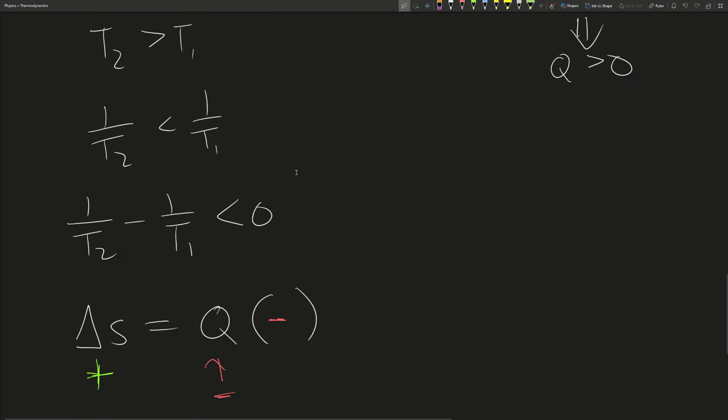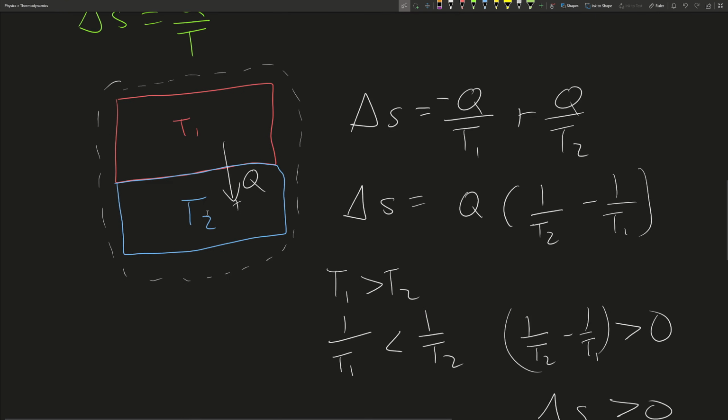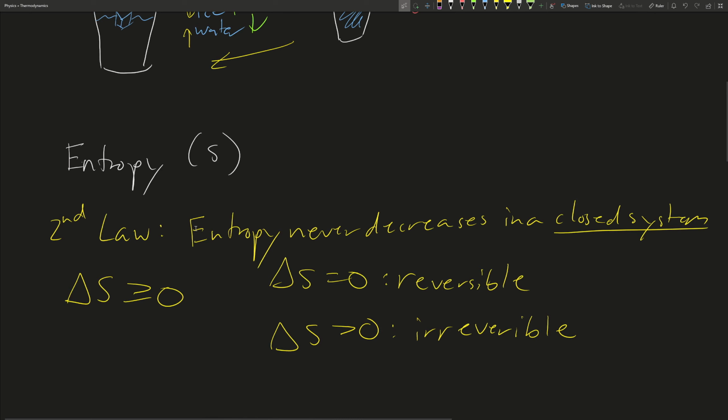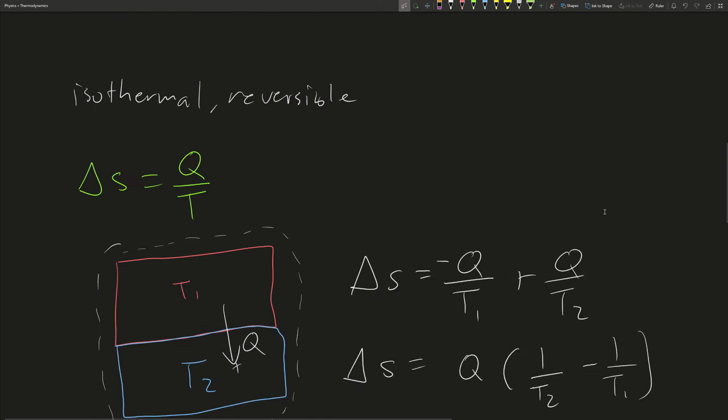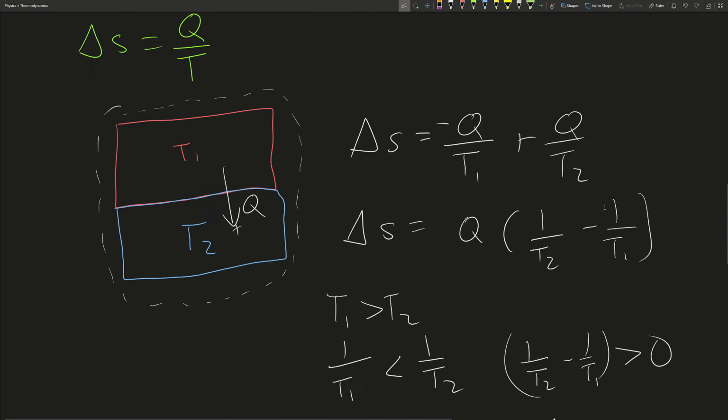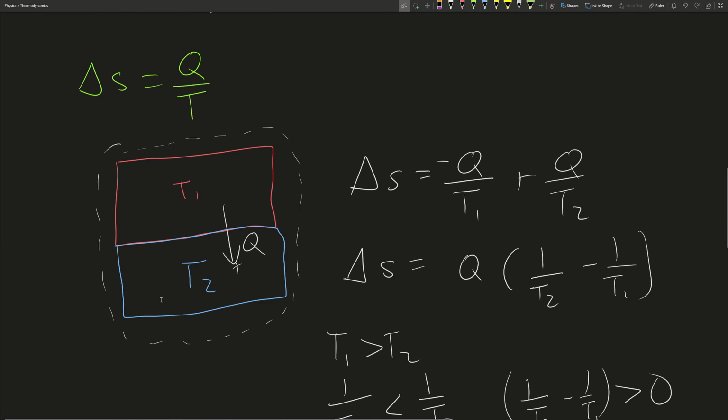And that means that if Q is negative, we see that if T2 is at a greater temperature than T1, the direction of heat transfer is from T2 to T1. So in order to satisfy the second law of thermodynamics, and that entropy never decreases in a closed system, we know that the direction of heat always has to go from hot to cold when you have these hot objects next to a cold object.